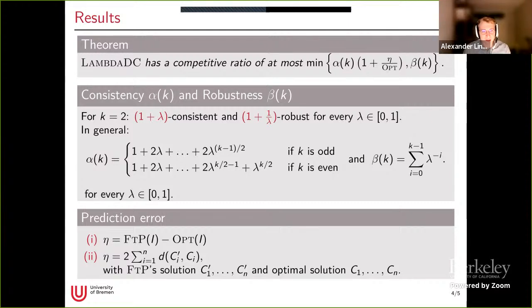And yeah, this generalizes also to general values of k, where we can get this expression for the consistency, which is, for example, for k equals 4, 1 plus 2 lambda plus lambda squared. And yeah, robustness is just we sum over the powers of lambda. So this is consistency and robustness, and we also have different error definitions, which look as follows. Yeah, which essentially just compare the cost between follow the prediction and an optimal solution. So that's how we measure our prediction.